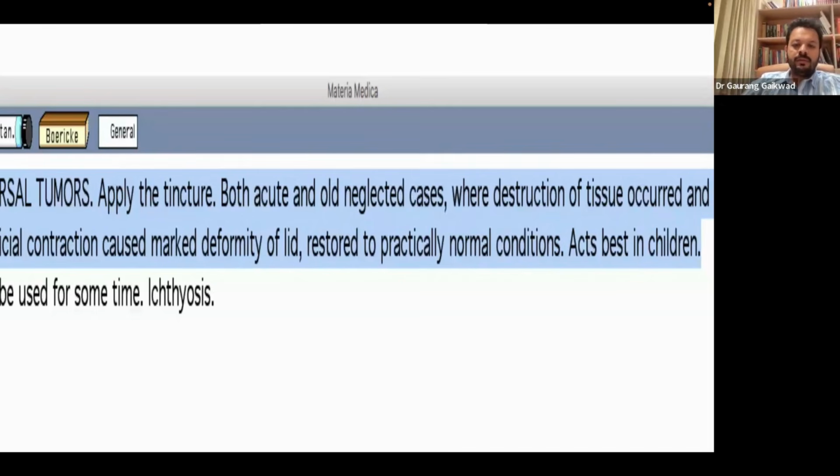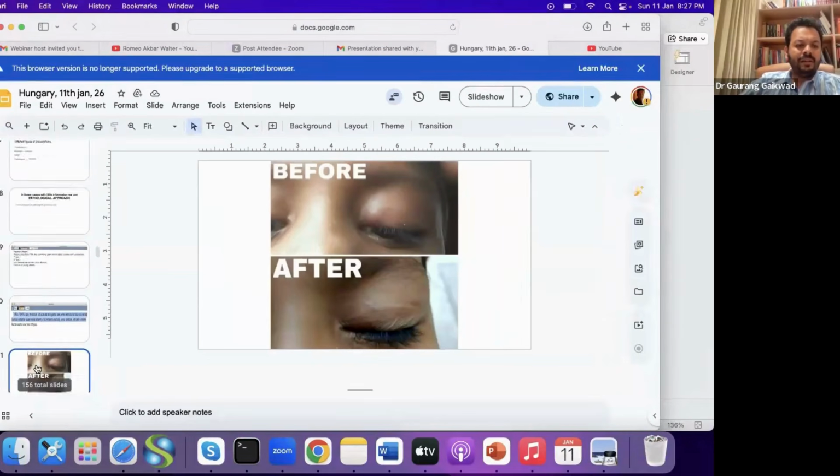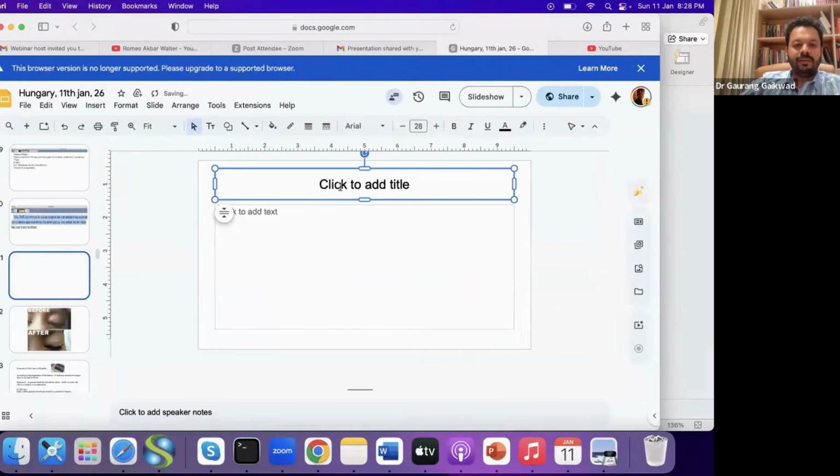Of course, after this case, I learned a lot about it, and I've been using Platanus a lot in more of my cases. Let's see again. And I just gave Platanus 30. I'm going to show you what potency I gave. I gave Platanus 30, and I just told to take twice a day for 15 days. Asked to repeat it again after 1 month.